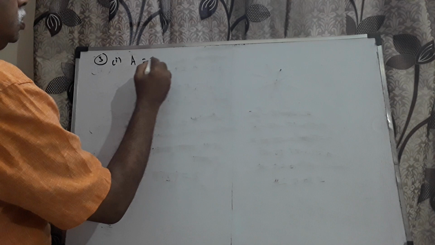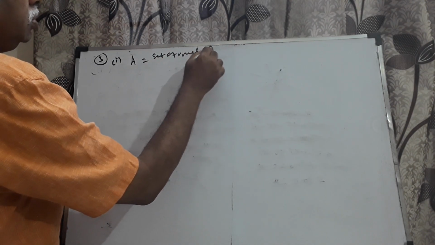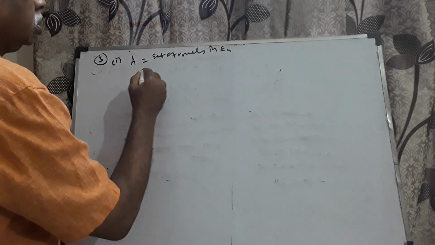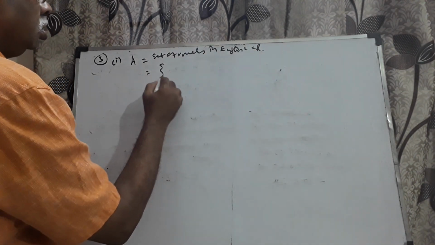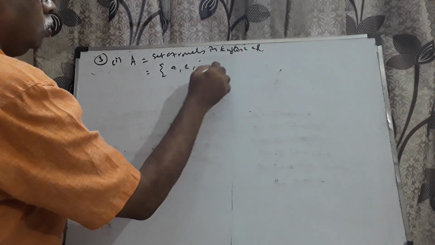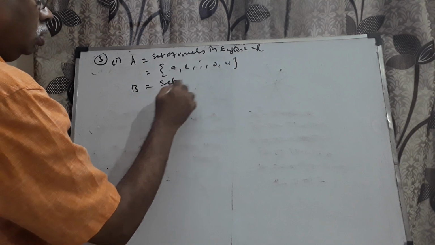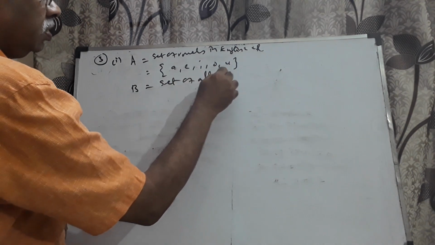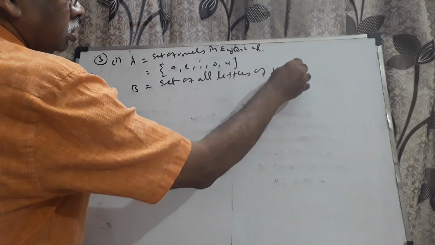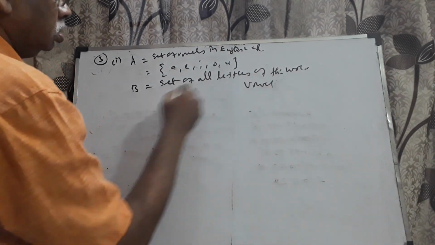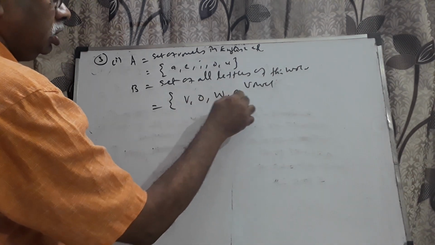A is equal to the set of all vowels in the English alphabet. Let it be A, E, I, O, U. You know very well. Then the set of all letters of the word vowel. What do you get? V, O, W, E, L.